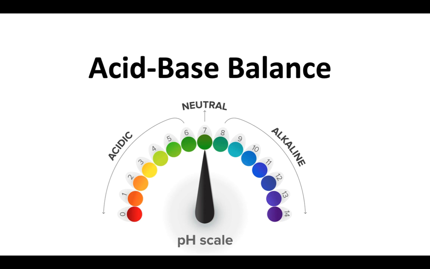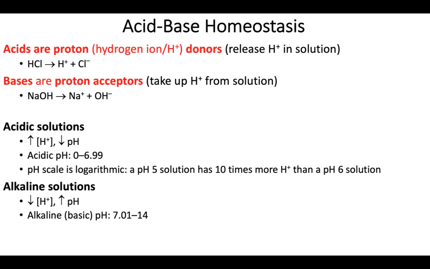It is logarithmic, so each unit is actually 10 times. So if we have a solution that goes from pH 4 to 3, that's a 10 times more acidic solution. So now let's talk about what it means to be an acid and what it means to be a base.